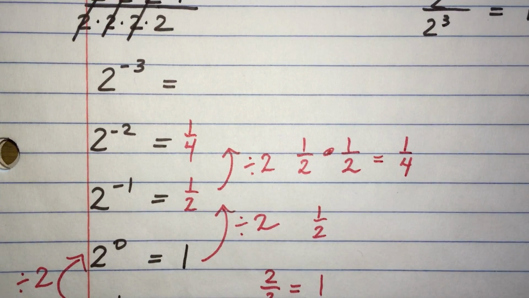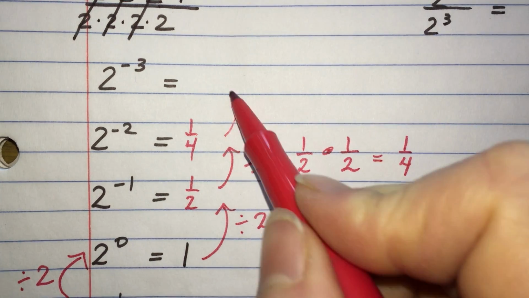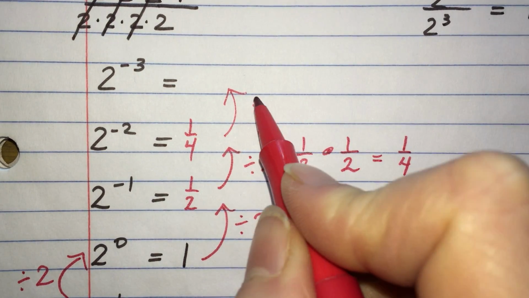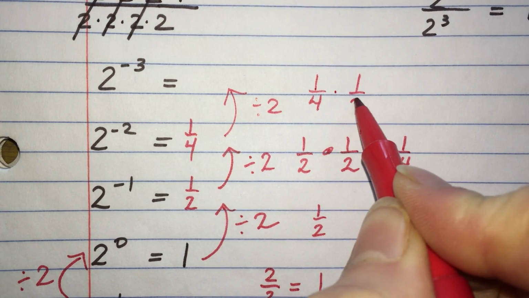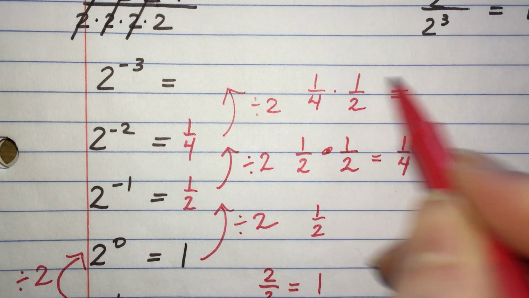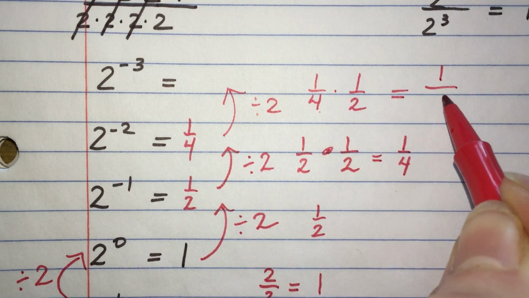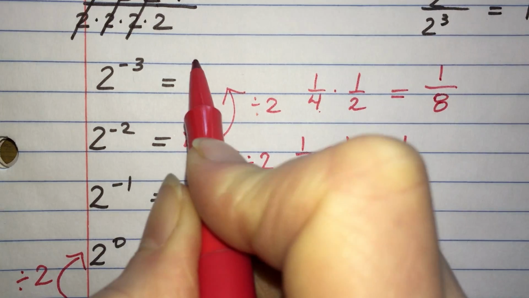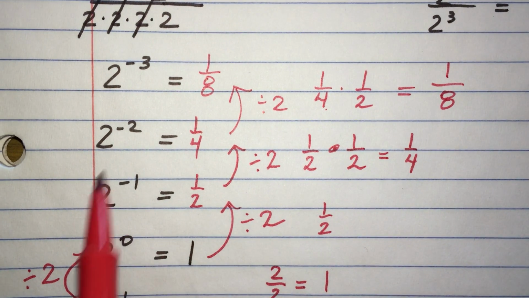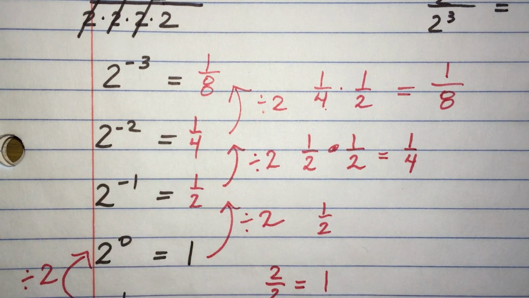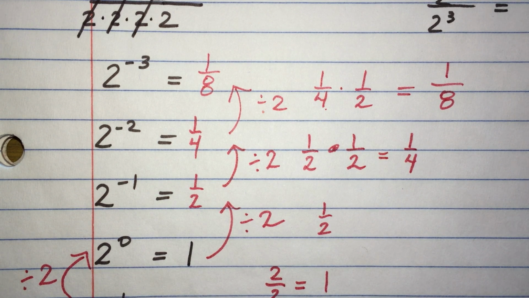And if we do it one more time and divide by 2 again, we have 1/4 times another half. 1 on the top, and 4 times 2 on the bottom is 1/8. So this number is getting smaller and smaller. So think of negative exponents as becoming a smaller and smaller fraction.